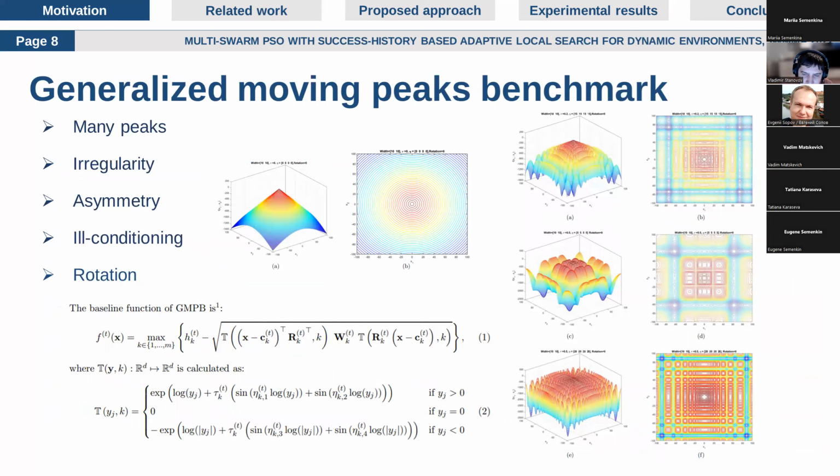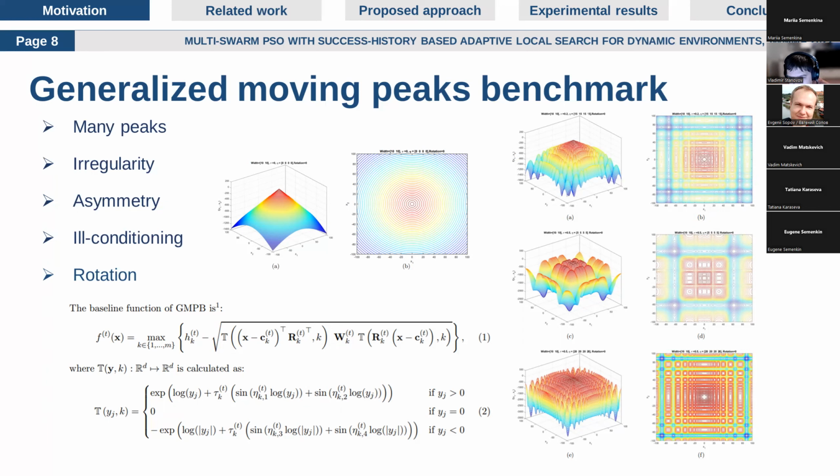So in this study, we will consider the generalized moving peaks benchmark, which is a further development of the moving peaks benchmark. Obviously, this is modeling the peaks, so we can see in the middle the classical peak function, which is actually usually quite easy to optimize, to find the optimum for this. But the GMPB benchmark adds several complications. First of all, there are many peaks, then there are irregularities, asymmetry, ill conditioning, and rotation.